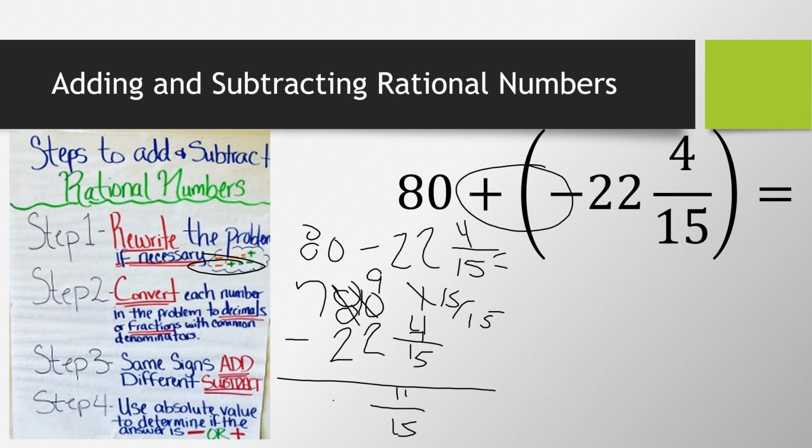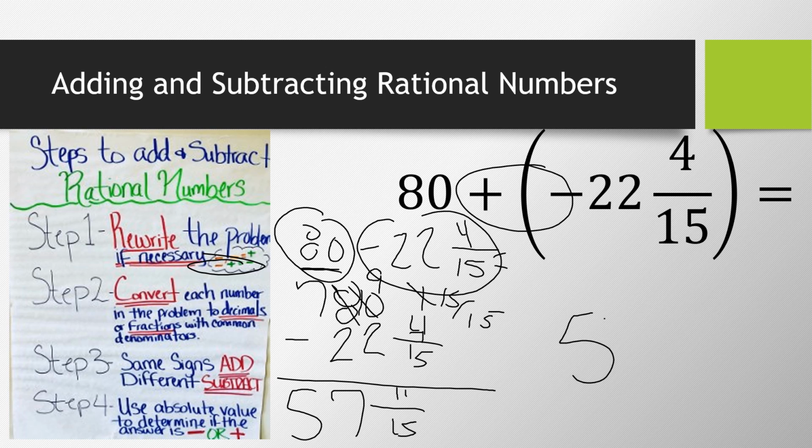Now I have 9 minus 2, that's going to give me 7. 7 minus 2, that's going to give me 5. And I know my answer is going to be positive because if I look at the absolute value, it's going to be bigger. So I know my answer is 57 and 11 over 15.